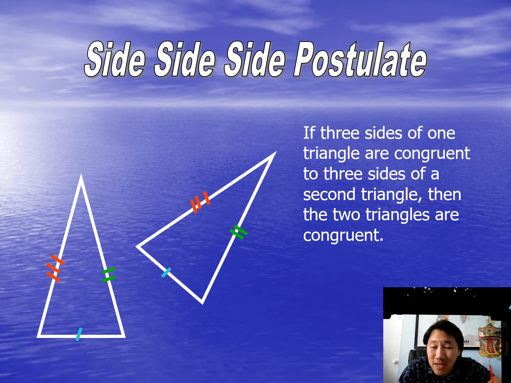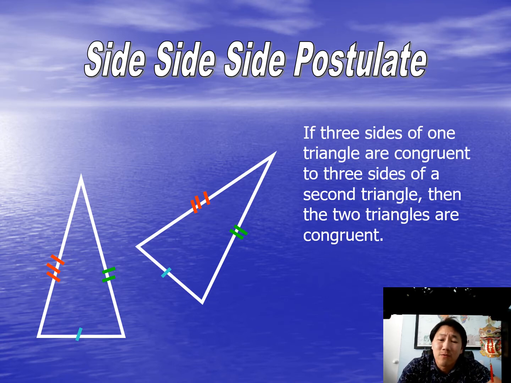A postulate, again, if you remember from chapter 1 vocabulary, is just a mathematical rule that is accepted without needing any proofs. All right, so the postulate says this. If three sides of one triangle are congruent to three sides of a second triangle, then the two triangles are congruent. And so it might sound obvious to some of you guys.